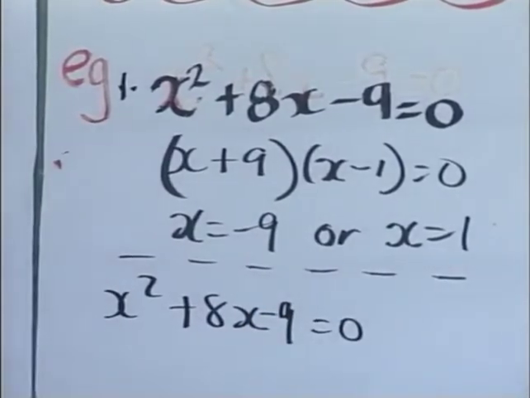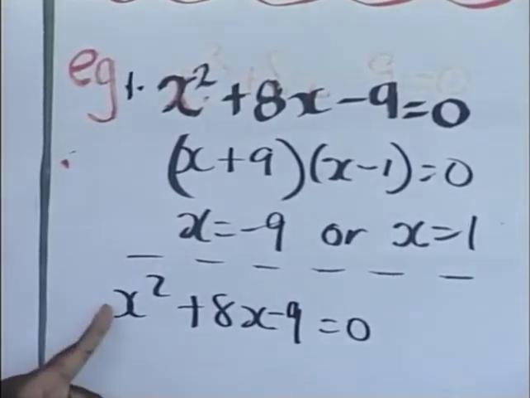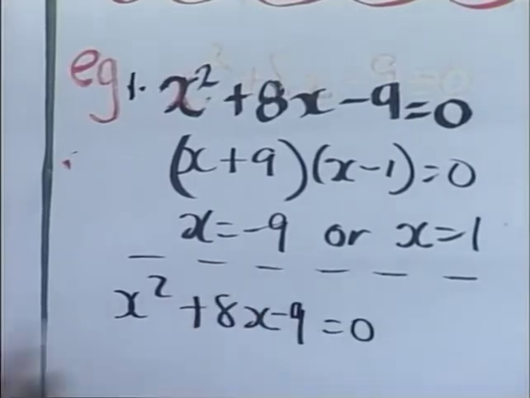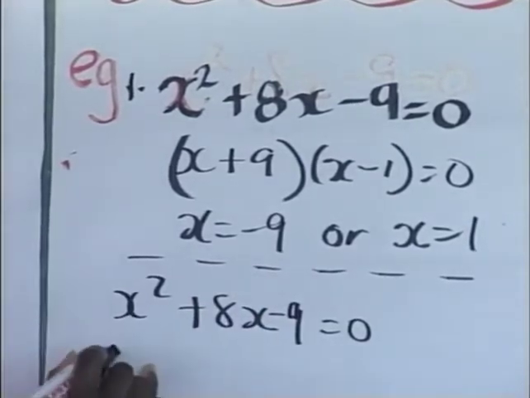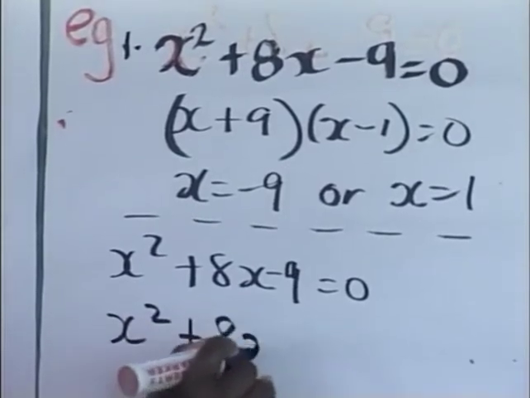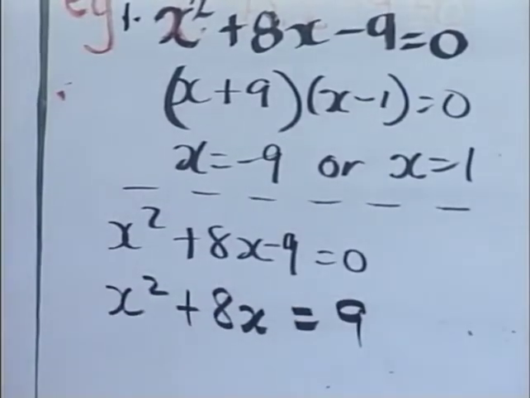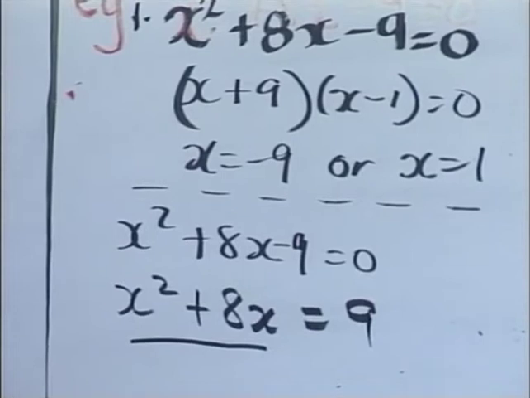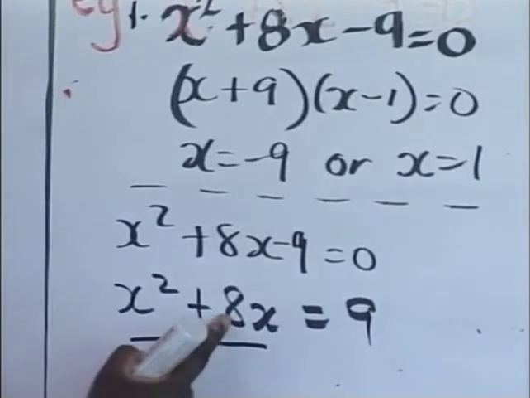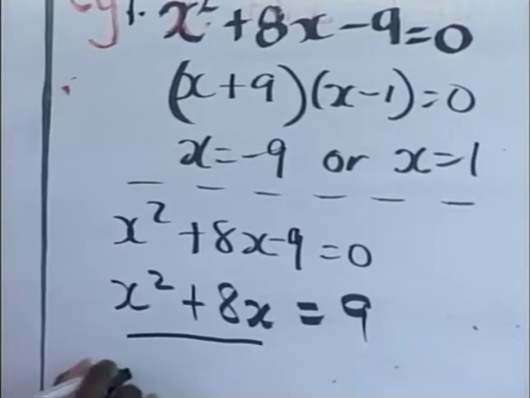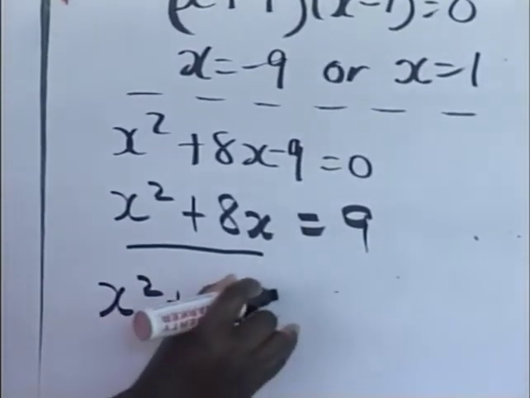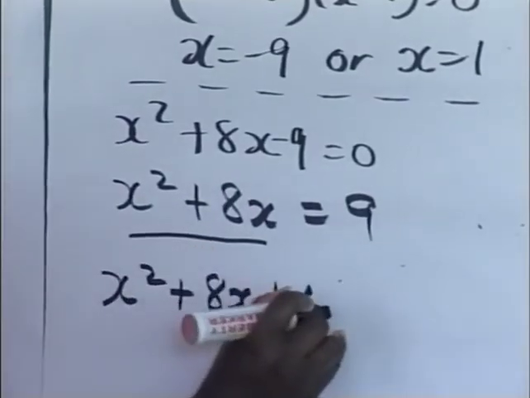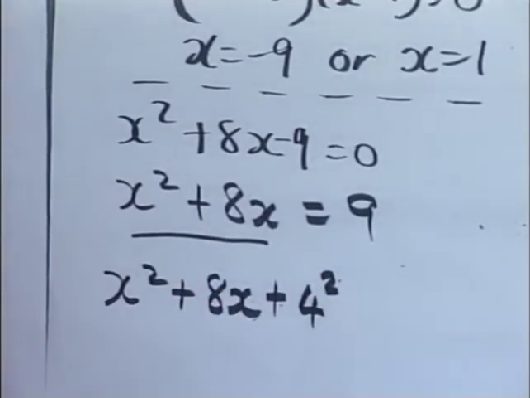Okay, if I use completing the square, the first thing that you do, if there is a constant and if this number is 1, you move the constant to the other side of the equation. So x squared plus 8x equals 9. And then for this, you complete the square. To do that, you get half of 8, which is 4, and then you square it. So half of 8 is 4, and you add it on both sides of the equation.